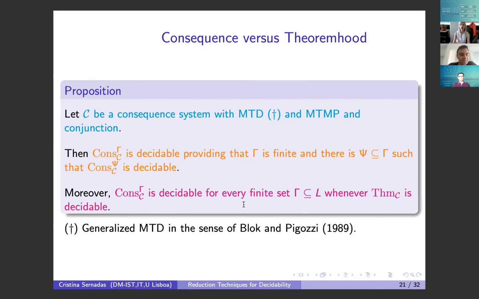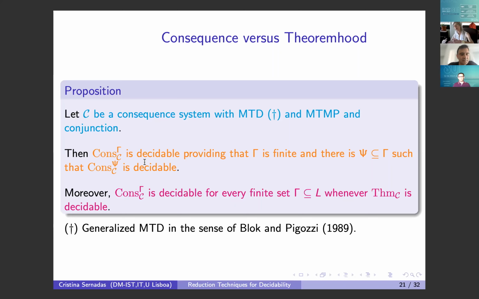Now I have here a first result, which is the following. Assume that I have a consequence system which has two properties: it has the metatheorem of deduction and the metatheorem of modus ponens. I put here a dagger because I will refer to something about this afterwards. And what we can prove in this situation is the following. I can conclude that my consequence problem for gamma is decidable, where gamma is finite, providing that I have some psi, which is finite, but is a subset of gamma, and I already know that the consequence problem for psi is decidable.